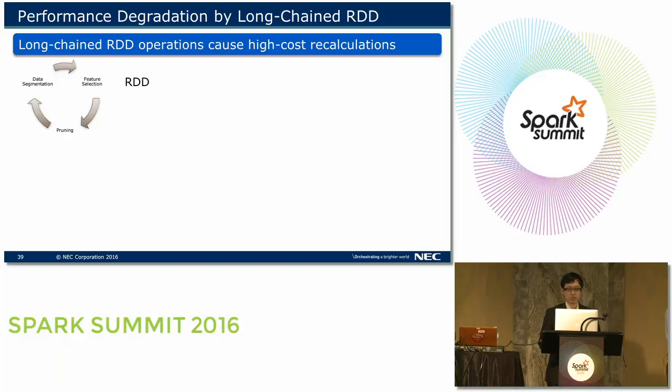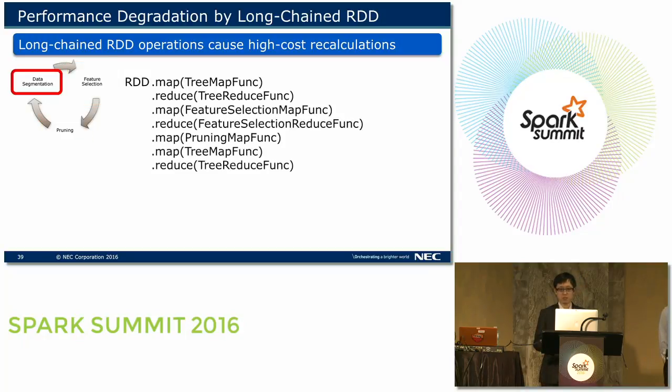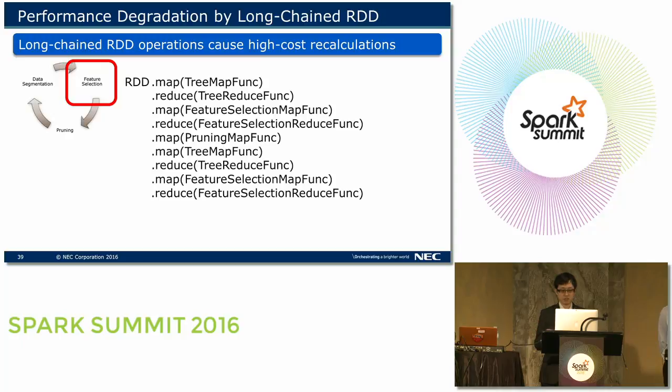Okay, so by the way, let me share one more issue of performance degradation of distributed HML. Through the development of distributed HML on Spark, we noticed that the performance is seriously degraded by long-chain RDD operations. Because HML is a cycle-based algorithm, many RDD operations happen and they are in a long chain.